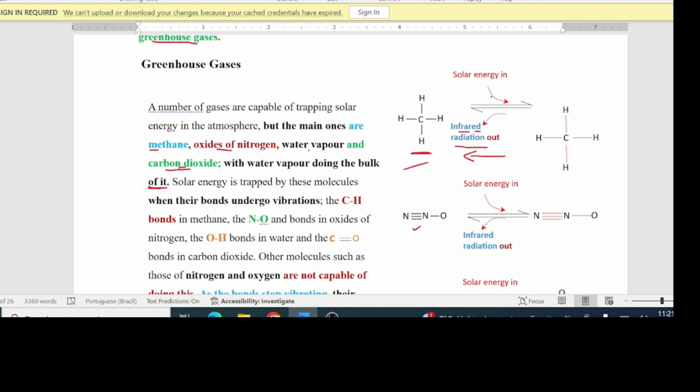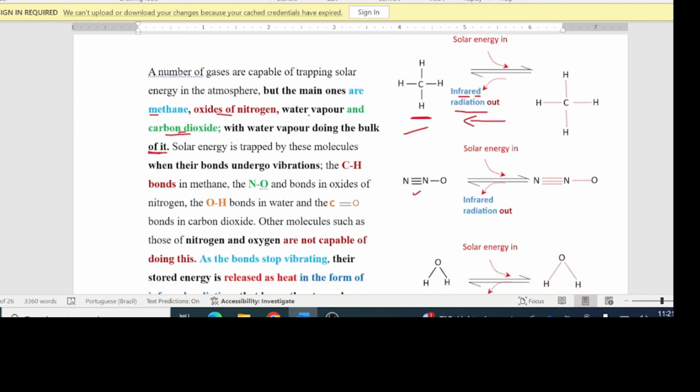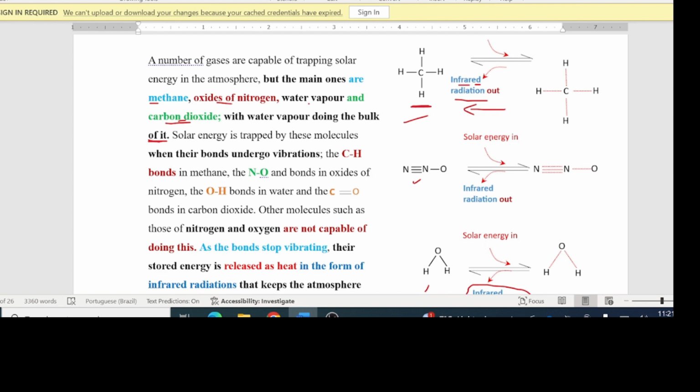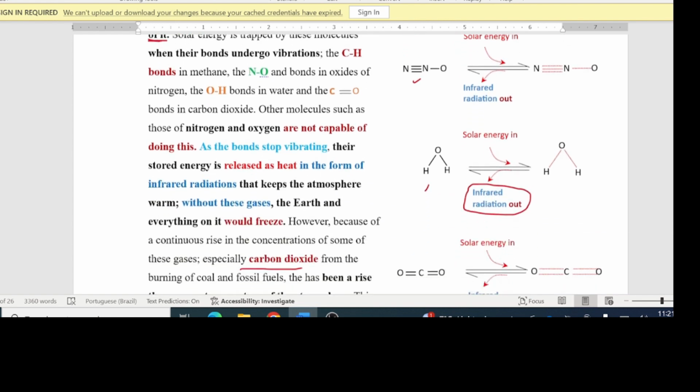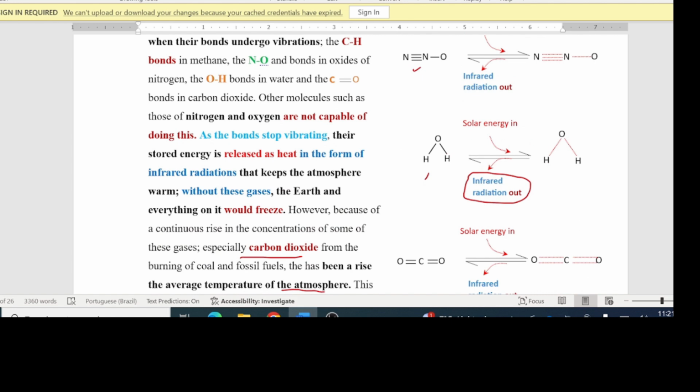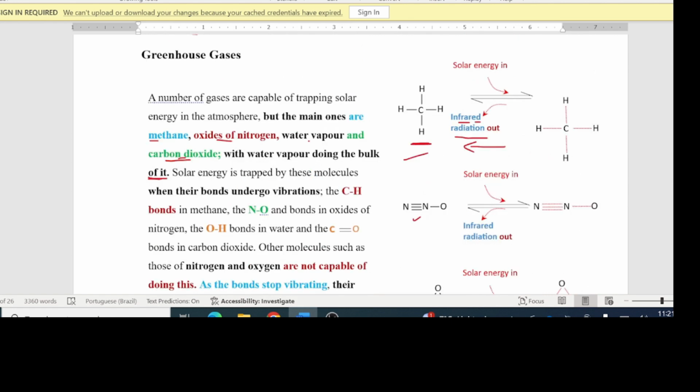As they absorb solar radiation or solar energy, the bonds within these molecules start to vibrate; they stretch. So you can see what is happening in all of these molecules. As they're taking solar energy, it is causing stretching of the bonds. In all of these molecules, their bonds are being stretched. This does not happen with oxygen and nitrogen molecules. It is said that their bonds are not capable of stretching or vibrating like these.